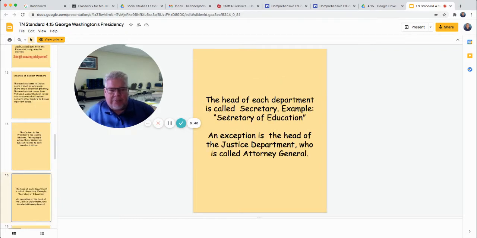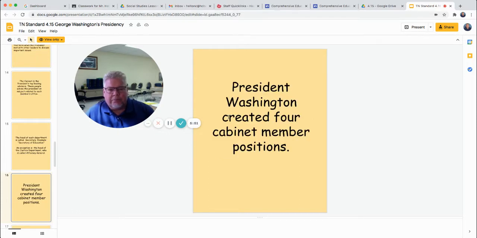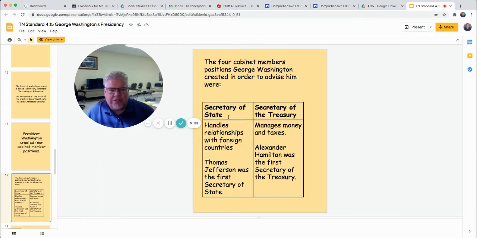The head of each department is called a secretary. Example, there's a Secretary of Education. An exception is the head of the Justice Department, who is called the Attorney General. President Washington created 4 cabinet member positions.